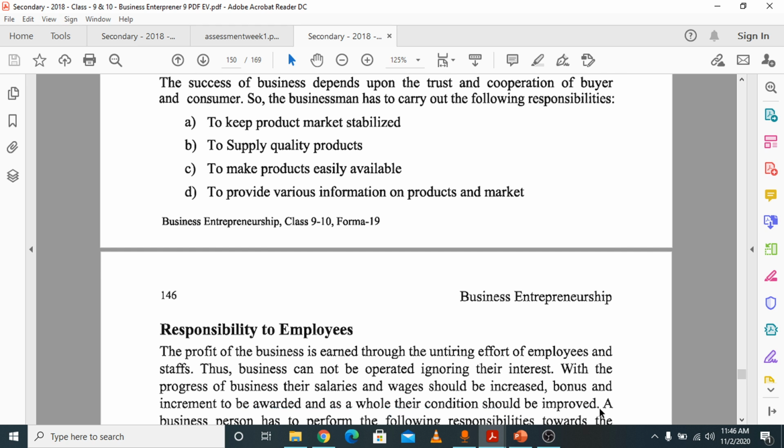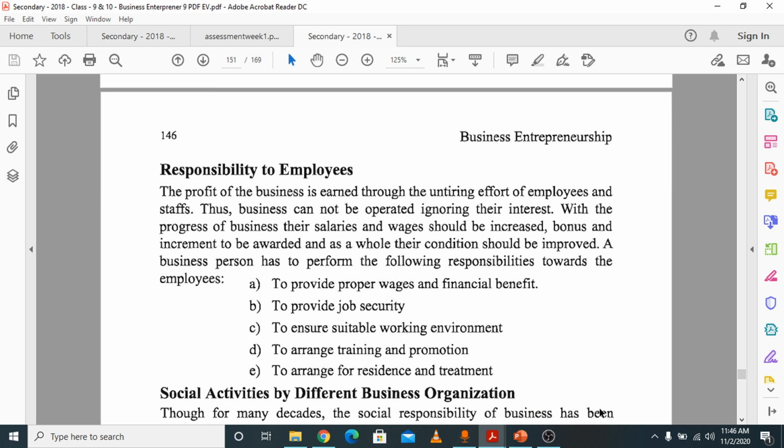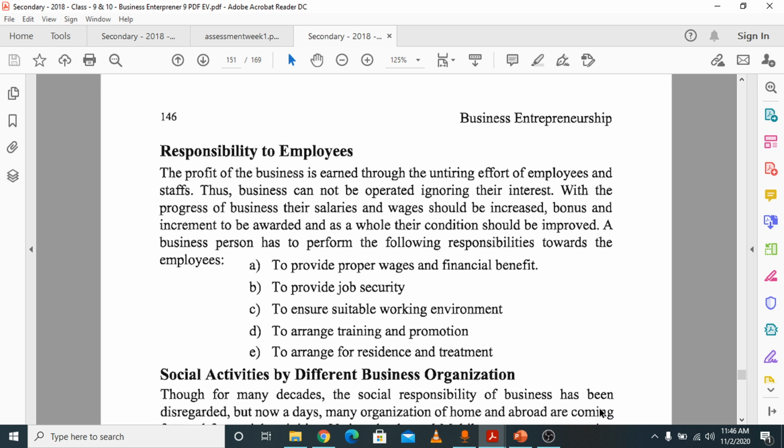Responsibility to employees. You have to pay the remuneration or proper wages as well as financial benefits, provide job security, ensure a suitable working environment, arrange training and promotion, arrange for residence and treatment. These are the responsibilities to the employees as a businessman.